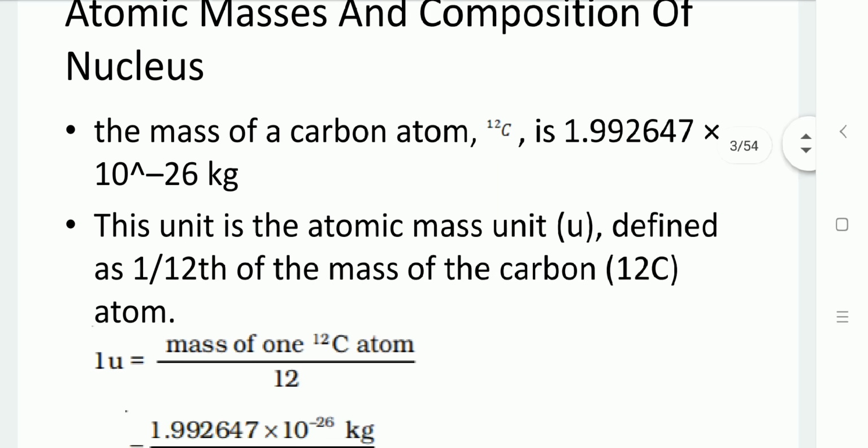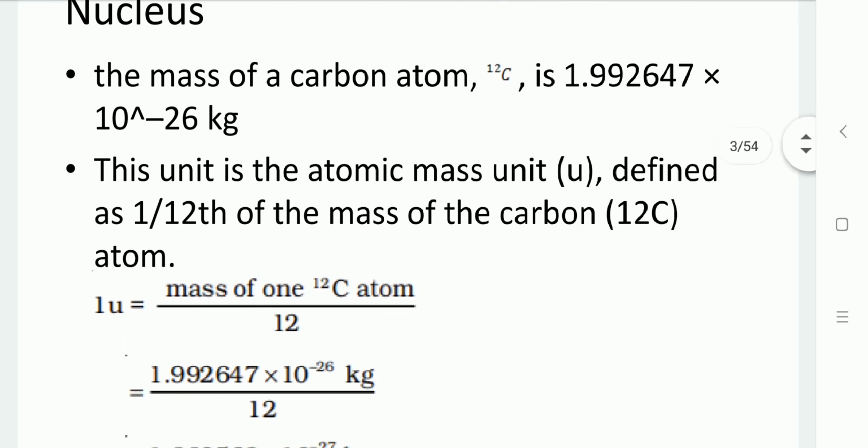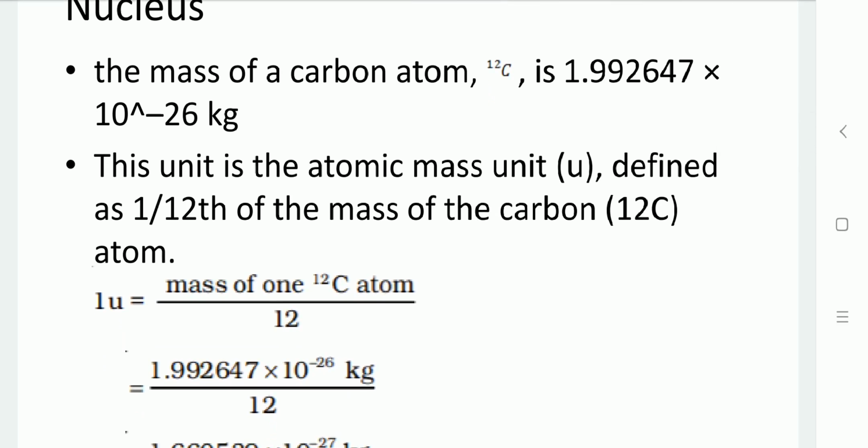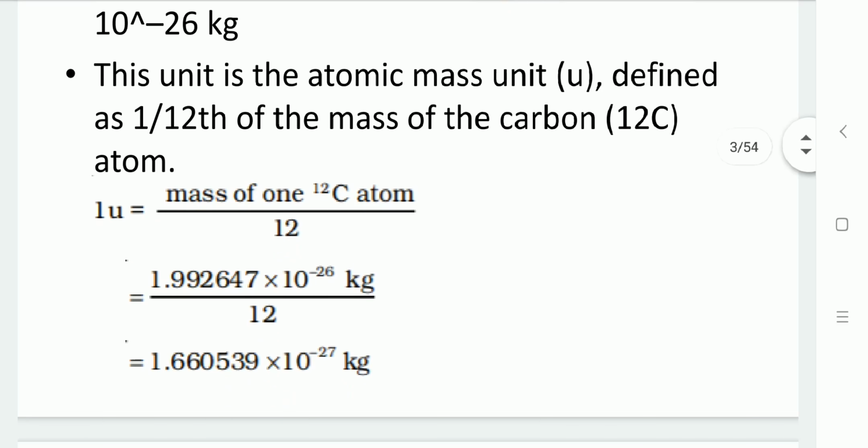Here it is defined in kilograms, which is a very small unit, in multiples of 10 raised to minus 26. So for simplicity, we use a smaller unit known as the atomic mass unit. One atomic mass unit is equal to 1/12 times the mass of carbon. So that would be 1/12 times 1.992647 into 10 raised to minus 26 kilogram, which will give you 1.660539 into 10 raised to minus 27 kilogram.